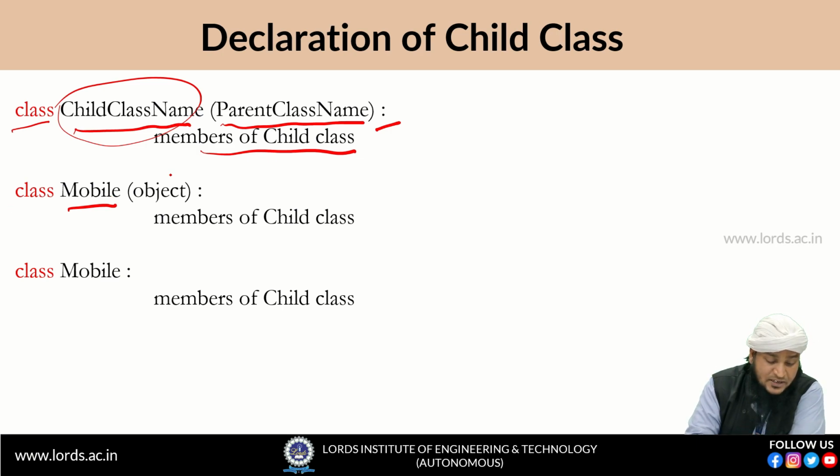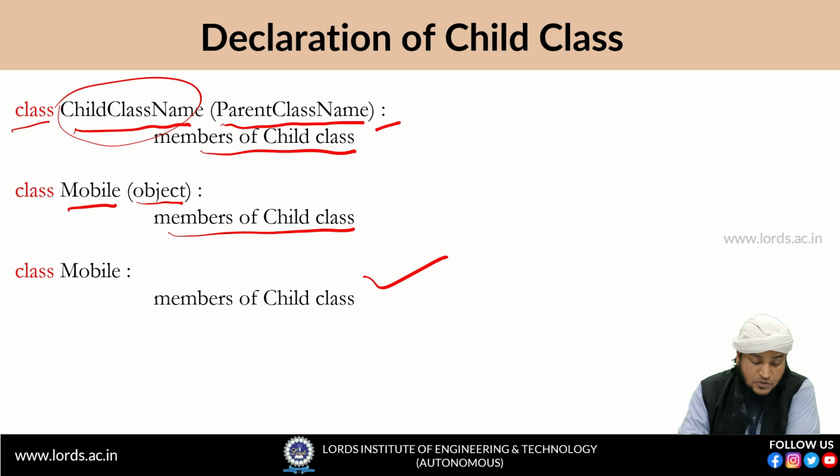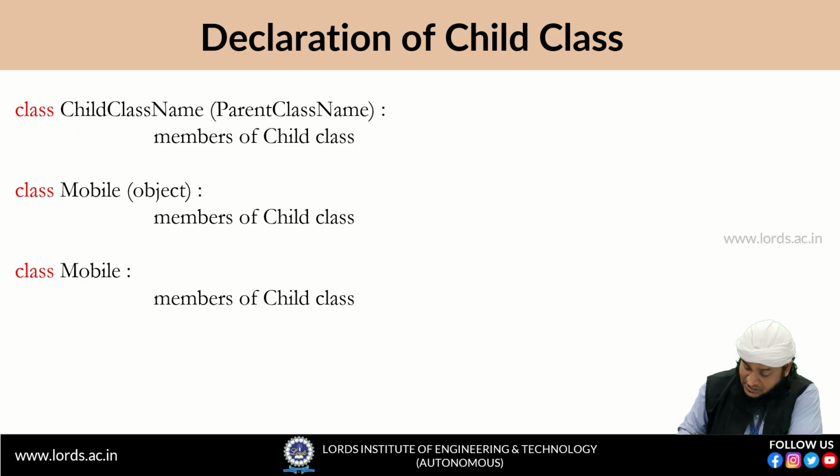Before that I have used the keyword. And obviously I have already told you object is the superclass of all the classes. So I have used object here, also immediately after the members of a child class. And as this is optional, we can use it like this also. This is also another way I have just told before. So this is the way we can declare our child class.